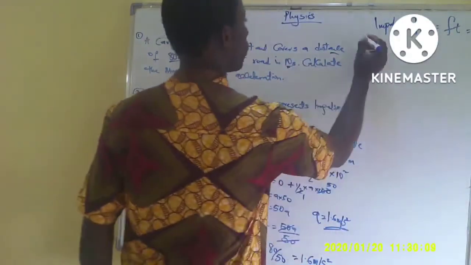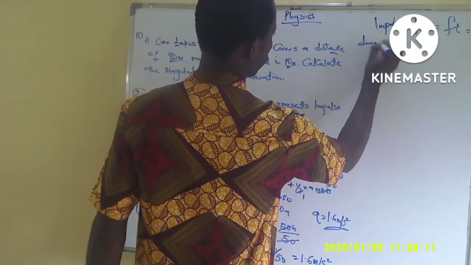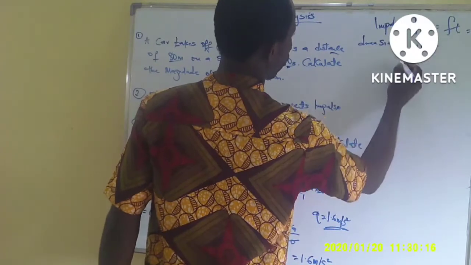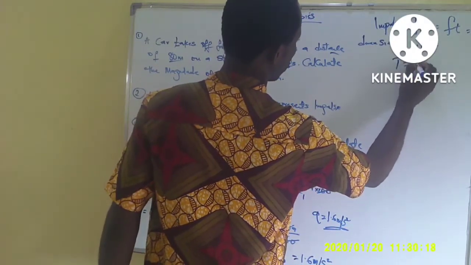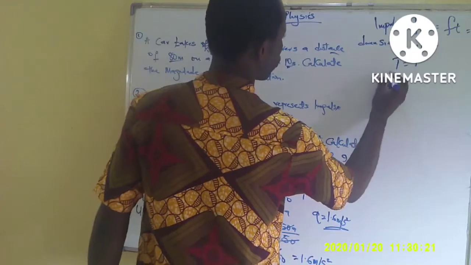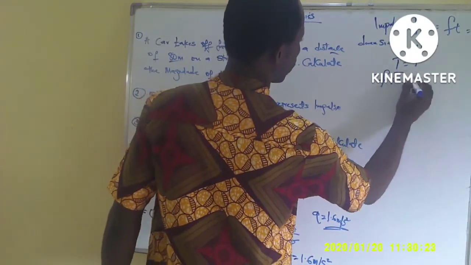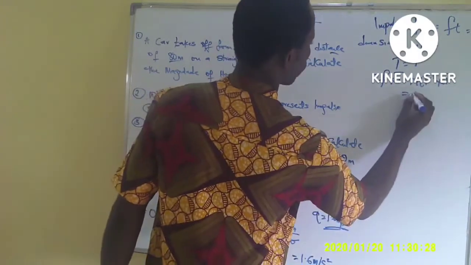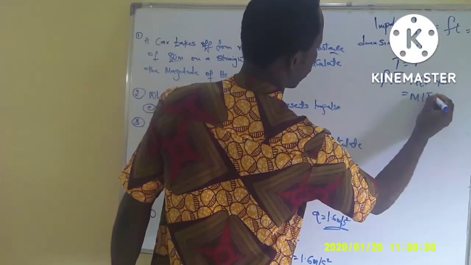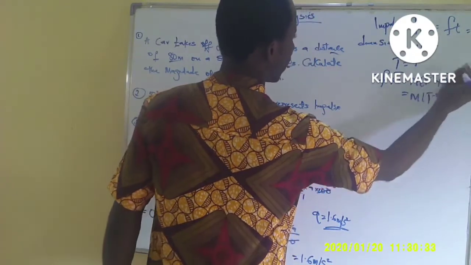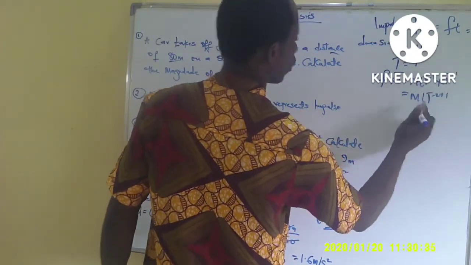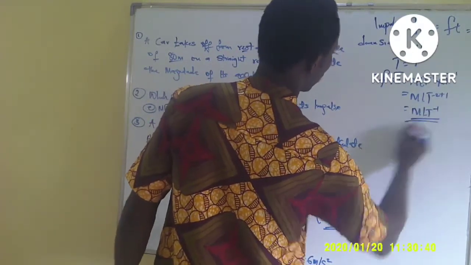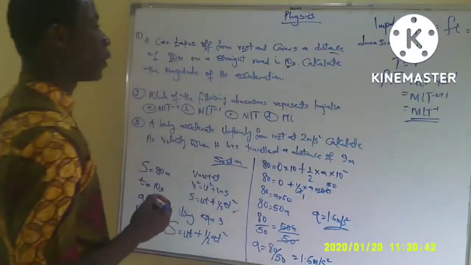So how do we find it here? What is the dimension of force? F is equal to MLT minus 2. What's the dimension of time? Time is always T. So let's multiply them. F times T is MLT minus 2 times T. So we're going to have MLT minus 2 plus 1, because T is carrying a power of 1. So MLT minus 2 plus 1 equals MLT minus 1. So that's the answer.